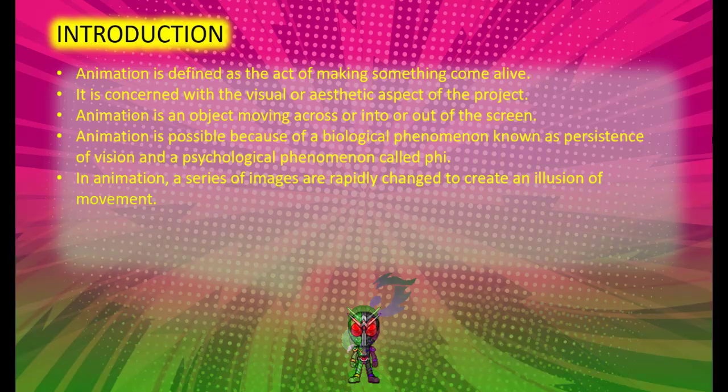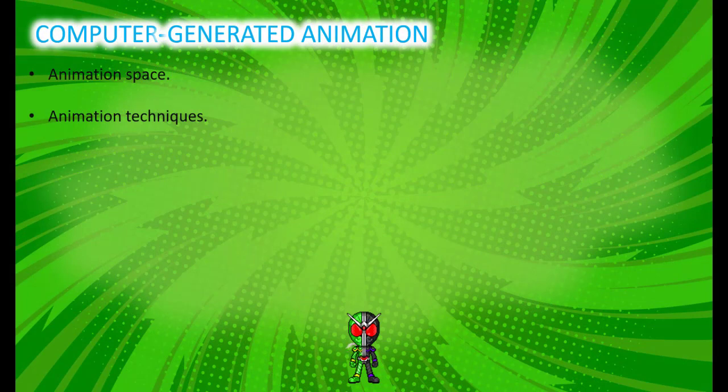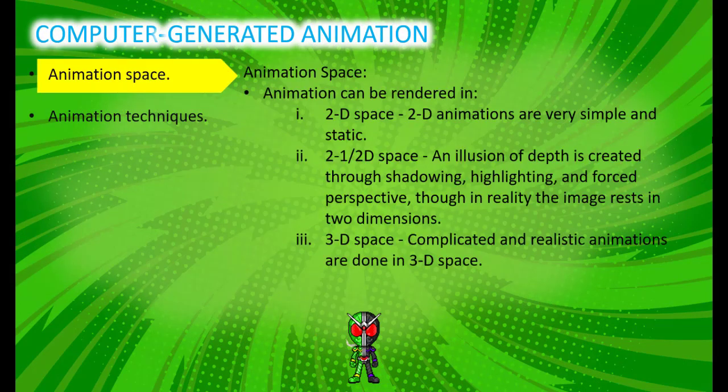Next, we will talk about computer-generated animation. Using appropriate software and techniques, you can animate visual images in many ways. The simplest animations occur in 2D space. More complicated animations occur in an intermediate, or 2.5D space, where shadowing, highlights, and forced perspective provide an illusion of depth. And the most realistic animations occur in 3D space.